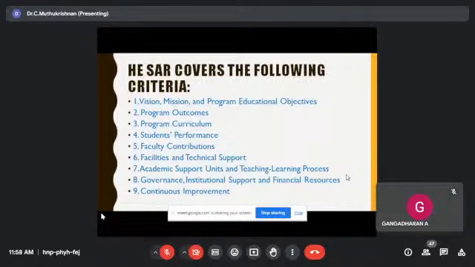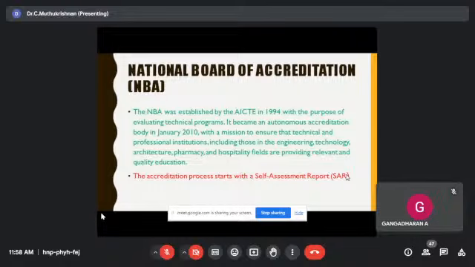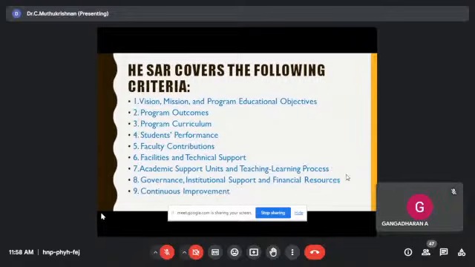So these are all the 9 criteria. In NAC, there are 7 criteria. In SCR, self-appraisal report or self-assessment report. So once it was appraisal report, SCR, self-appraisal report, now it has been changed to self-assessment report.